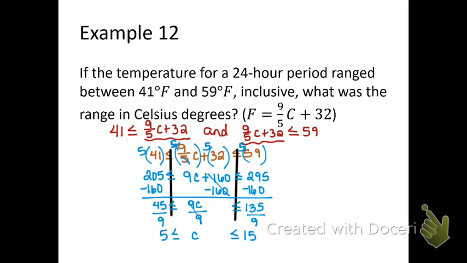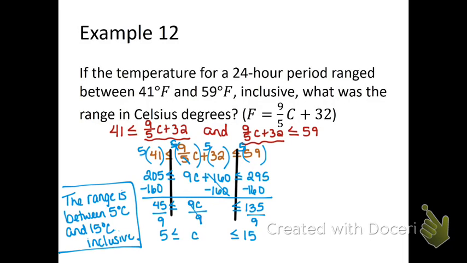So when I write my sentence, I'm going to say the range is between 5 degrees Celsius and 15 degrees Celsius. And then I'm going to put inclusive. You need to put that inclusive, so you point out that, hey, we're including it. That is part of our answer, and that's because we have the equal to in there, so it has to be part of the answer.